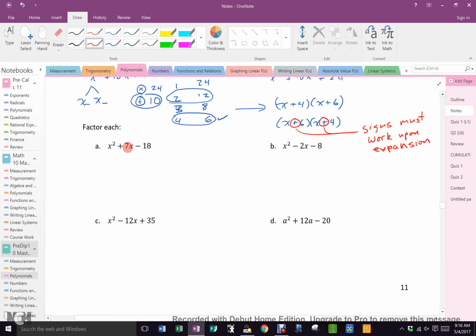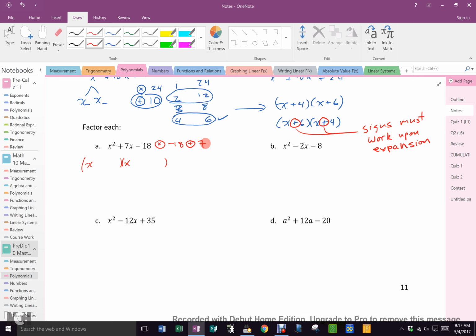So I look at this right here and I say to myself, what do I need? I need x and x, x and x, and I need two more numbers that are going to multiply to what? Look closer. Negative 18 and add to what? 7. So what are the factors of 18 that will get me to 7 in any way?